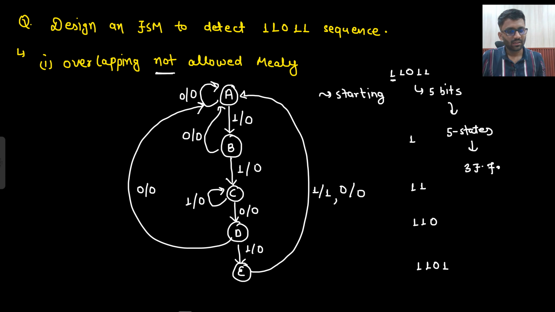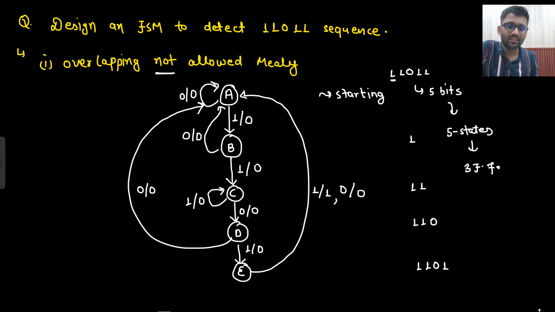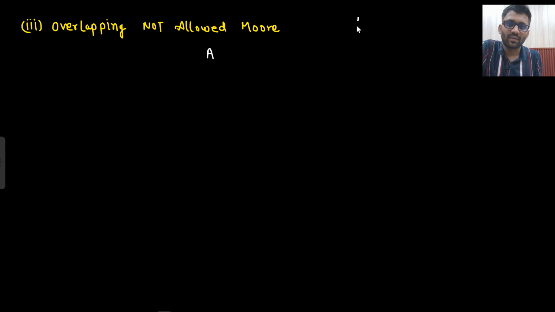Moore will be exactly the same, but what is the case in Moore? In the case of Moore, the output is already written. So I will be starting with what I need to detect. The example is 11011. This I need to detect, right?